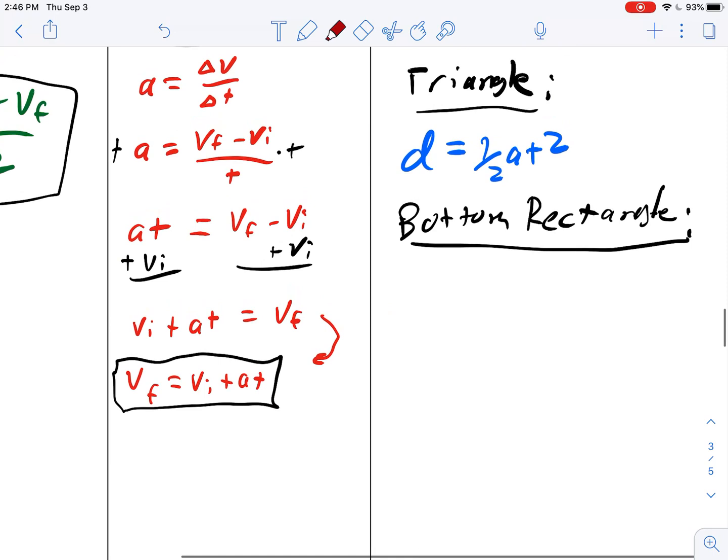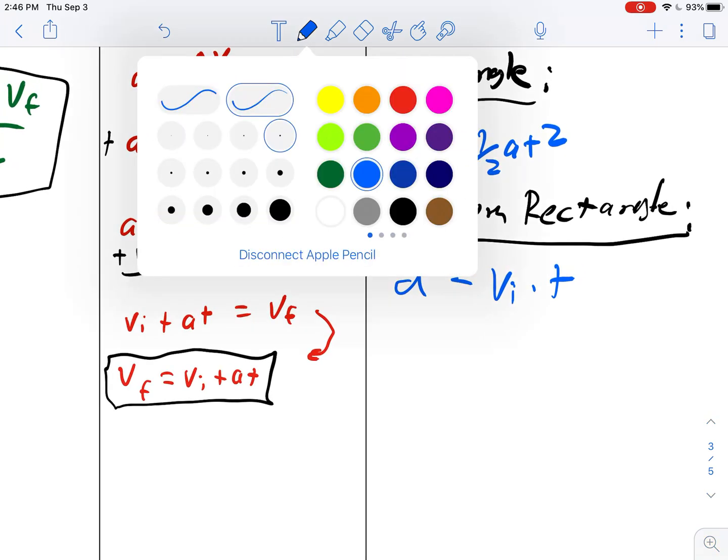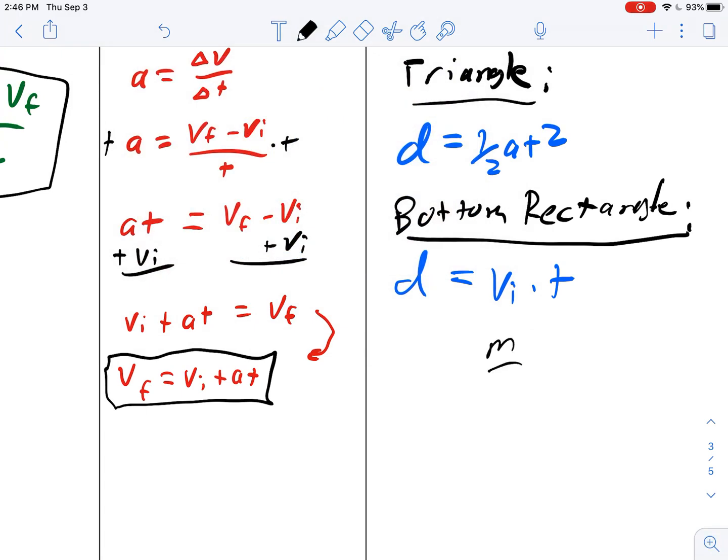So, to compute the area of that rectangular piece, I'm going to take the initial velocity and multiply it by the time. That's my height, vi, times my base t. And this is also going to give me a displacement value. I want you to think the units of initial velocity are meters per second. The units of time is seconds. So if I take meters divided by seconds times seconds, those seconds factor out and I'm left with the units of displacement. Okay.